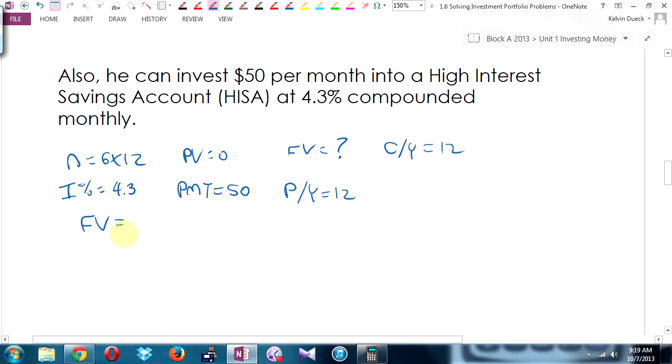How much will this get him? Can you run these numbers on your calculator, please? How much will he have in his savings account at the end of 6 years?